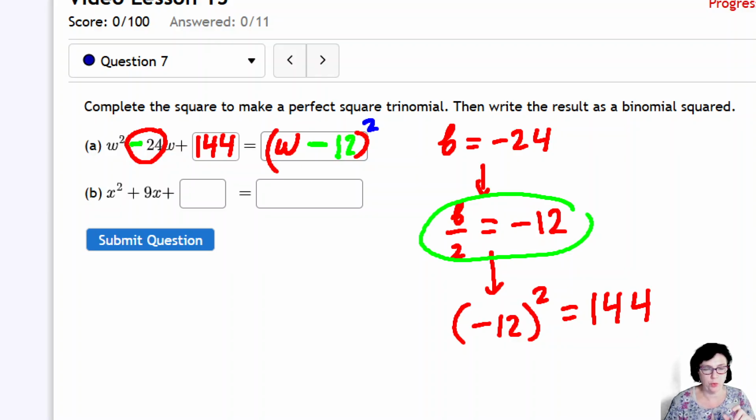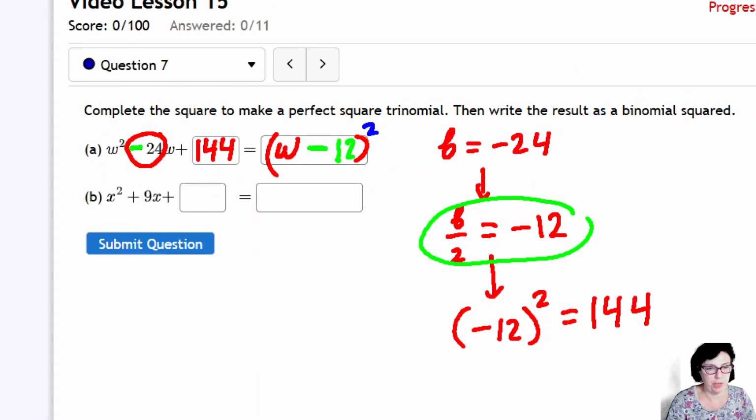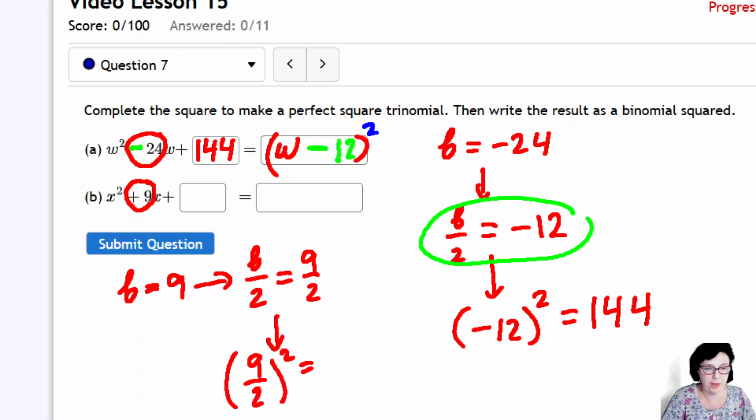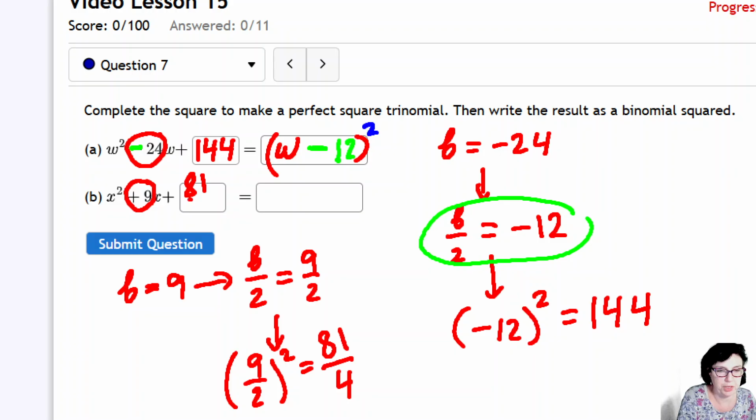Okay, now let's look at one more example. So this one right here, we got x squared plus 9x plus what? So what's missing? Okay, so again, we're going to identify our b. b is the coefficient of x. So we're going to say b equals 9. What's the next step? Divide by 2. Okay, so this is going to be b over 2. This is going to be 9 over 2. The next step is to square the answer. Well, what is 9 over 2 squared? How do we square it? Well, we square the top and square the bottom. So this is going to be 81 divided by 4. And we're going to put that right here.